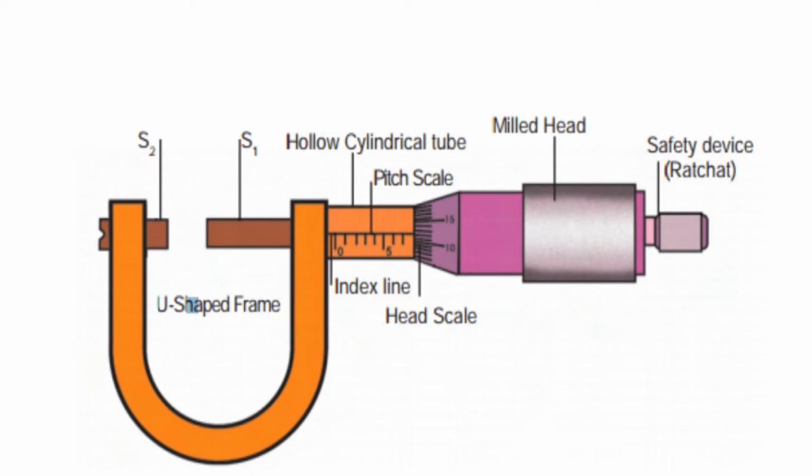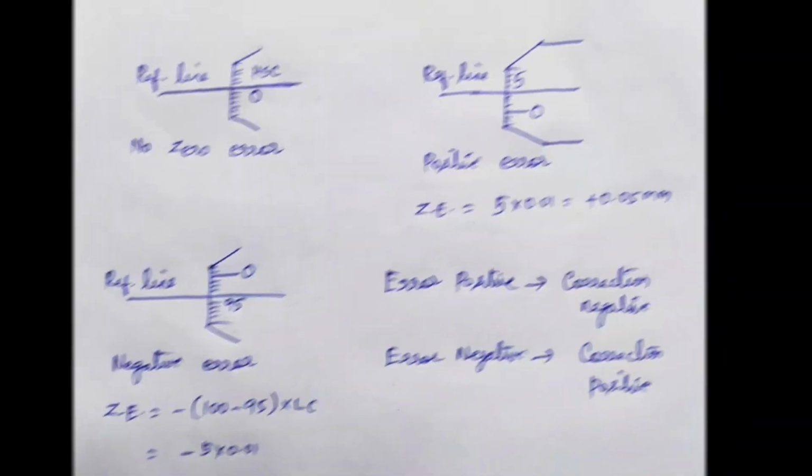You can see two edges, S1 and S2, on the diagram. So I can place an object in between these two edges. So without any object in the two edges, I have to measure its zero error.